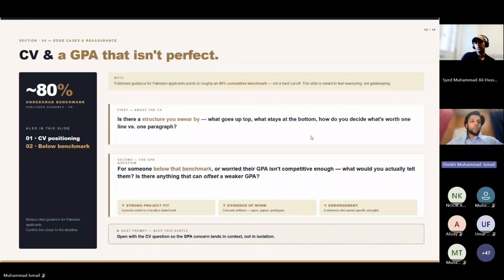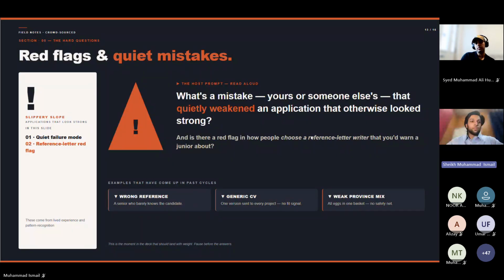Thank you, ma'am Noor. Okay, so let's talk about some red flags and quiet mistakes. Was there some mistake, whether it was yours or someone else's, that quietly weakened an application which otherwise looked genuinely strong, or if you know anyone else who made any mistake, any senior, and connected to that, is there a red flag in how people choose their reference letter writer that you would specifically warn a junior about? Ma'am Noor, would you like to go first this time?